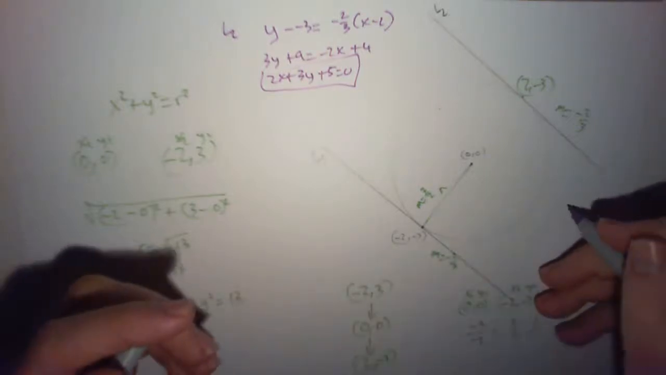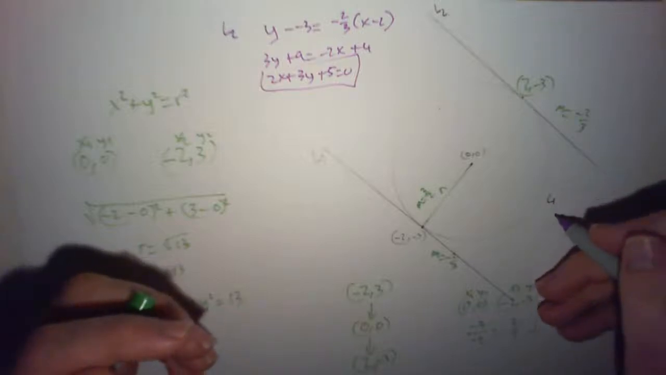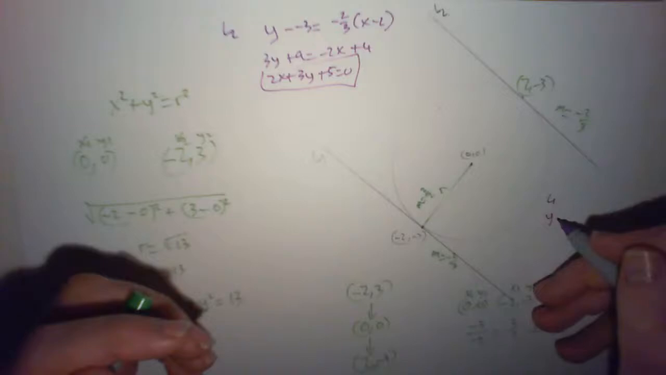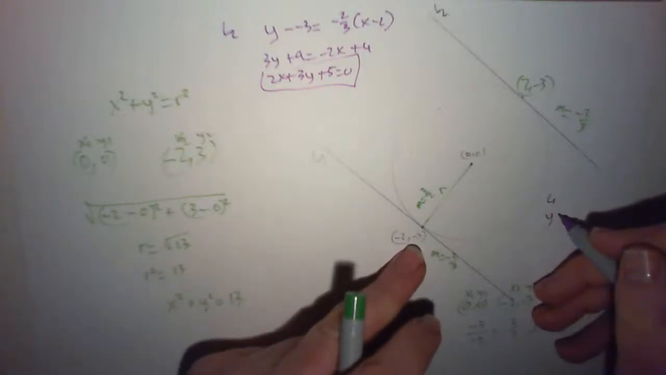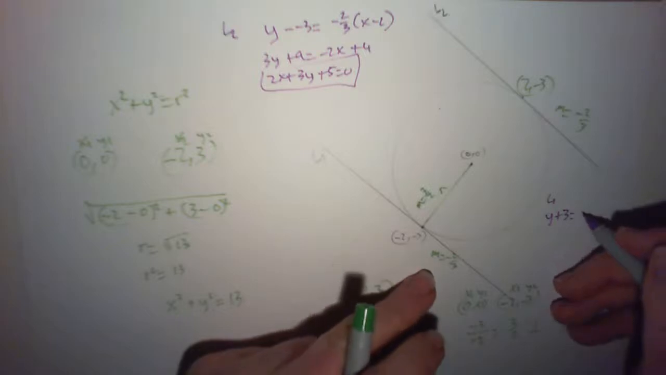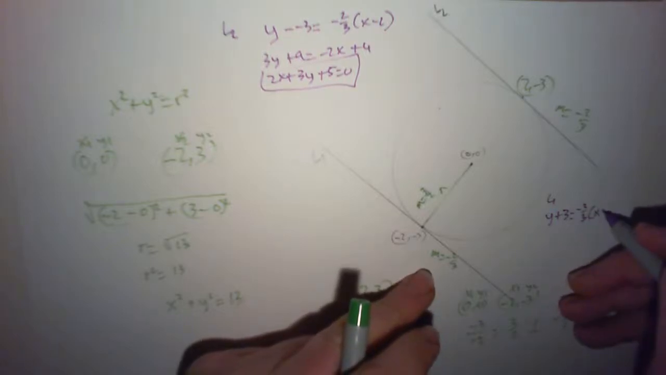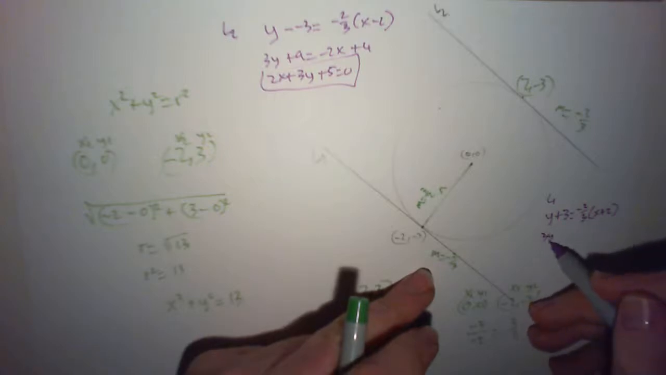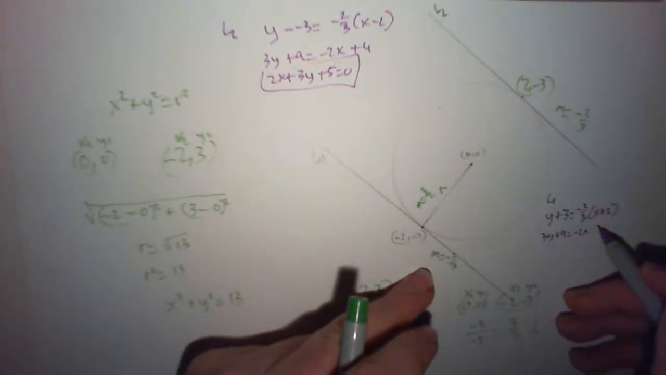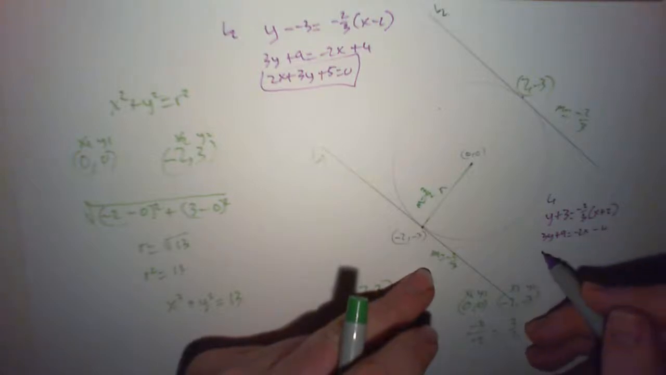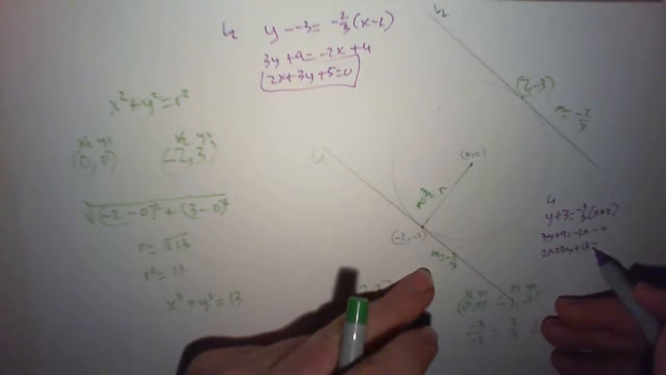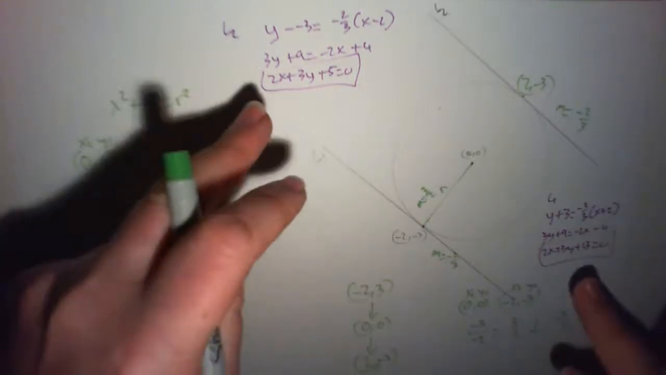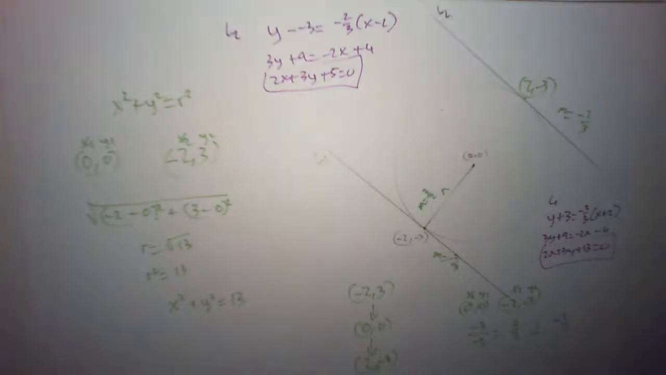So I can do it here. L1, we're going to have y minus y1 is equal to m times x minus x1. Right, so distribute: 3y plus 9 is equal to minus 2x minus 4. Yeah, I was right. 2x plus 3y plus 13 equals 0. And that's that one done. So you can see they're exactly the same except the 5 and 13. Happy days.